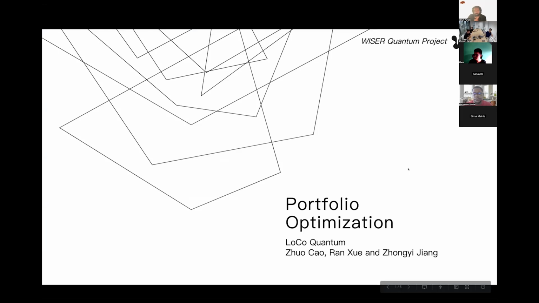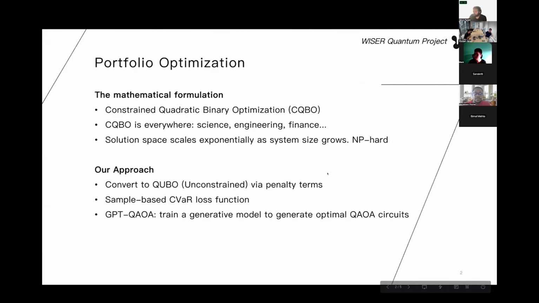We are team local quantum, and I will be presenting our result of quantum algorithm for proof optimization. We are solving this quadratic binary optimization problem. It's everywhere, so lots of applications, and it also scales exponentially. So it's a hard problem. That's why we want to try it on quantum.